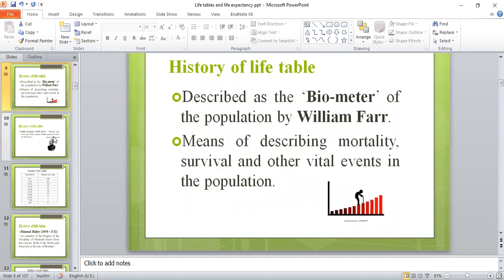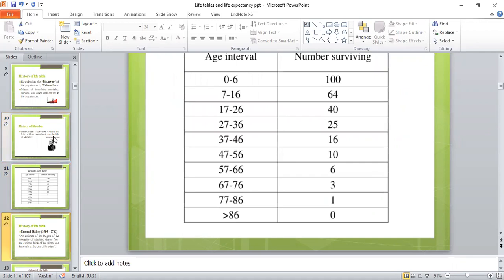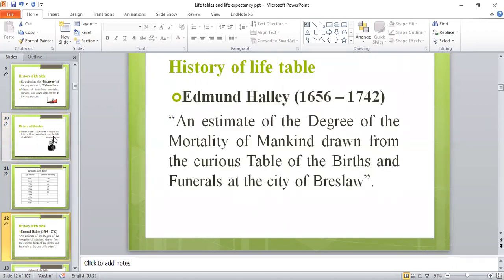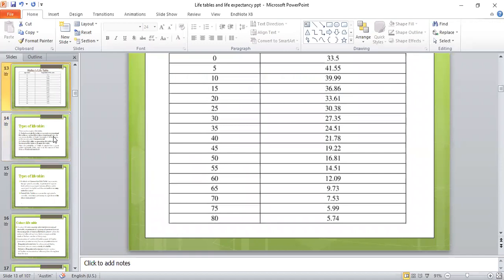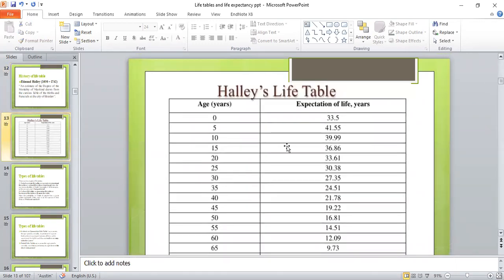History of life table. It is also described as a barometer of population by William Farr. It means it describes mortality, survival, and other vital events in the population. John Graunt, 1620 to 1674, published natural and political observations made upon bills of mortality. This is the John Graunt life table. Also, the astronomer Edmund Halley, 1656 to 1742, published an estimate of the degree of mortality of mankind drawn from curious tables of the births and funerals at the city of Breslau. This is the Edmund Halley life table.